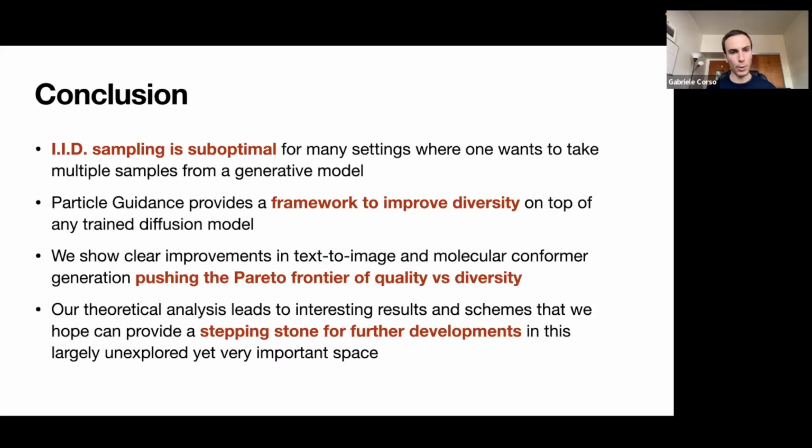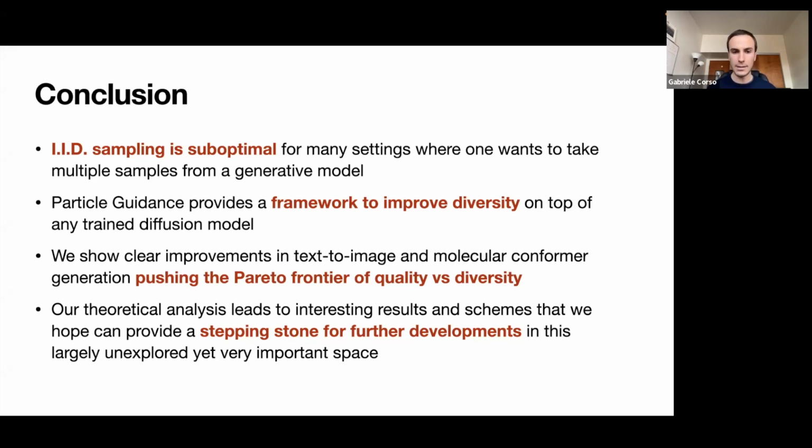And to conclude, before opening the floor to questions, we've seen that I.I.D sampling is suboptimal for many settings where we want to take multiple samples from a generative model to represent some particular distribution. Particle guidance provides a framework to improve this diversity or other properties of joint sampling for any trained diffusion model. We show clear improvements in text-to-image and molecular conformer generation. In both cases, we are pushing this Pareto frontier of quality versus diversity, coverage versus precision, however you want to call it.